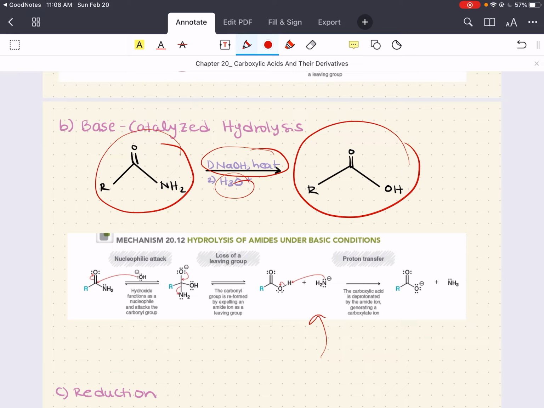follows nucleophilic attack. Your hydroxide functions as a nucleophile, attacks the carbonyl. All right, then the carbonyl group is reformed, and as a consequence, expels the amide ion as a leaving group. And then through one more proton transfer, you've gotten your carboxylic acid. Actually, if you do one more proton transfer, you can get a carboxylate ion if you wanted.